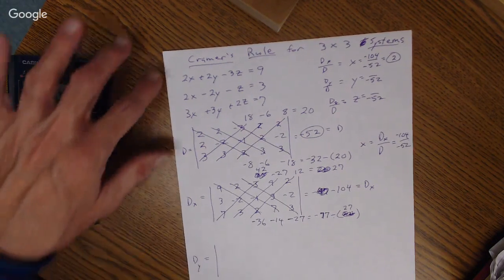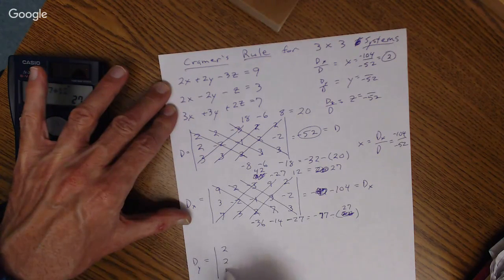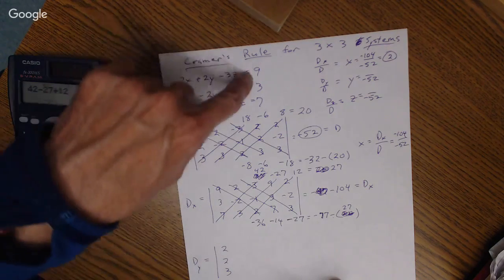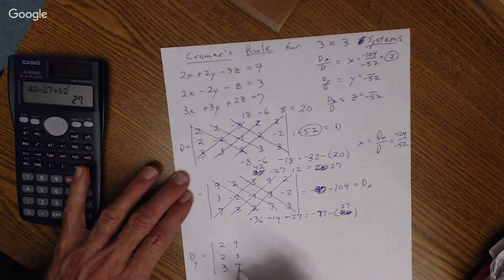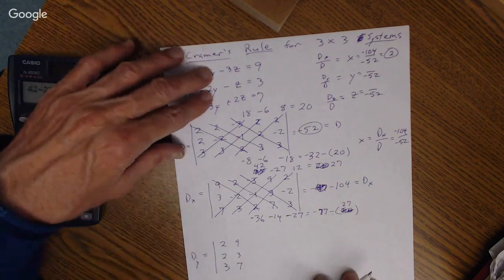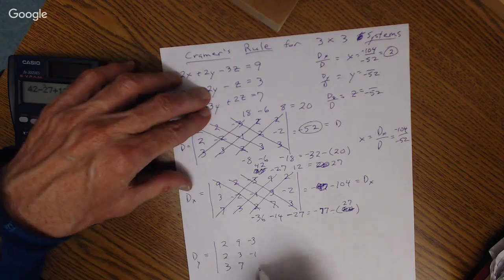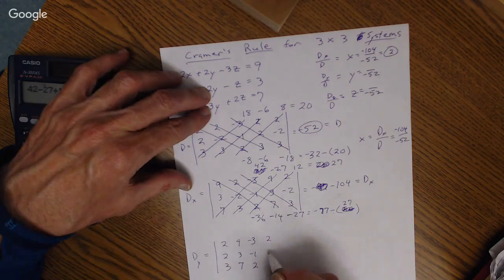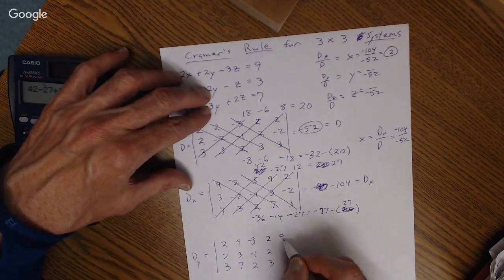So we do the same thing, 2, 2, 3. So the first column now is going to be the x column. The second column, we're solving for dy, so the y column I'm going to replace with 9, 3, and 7. The rest of the matrix is going to be the same. So -3, -1, positive 2. Repeat the first column, so 2, 2, 3. Repeat the second column, so 9, 3, 7.